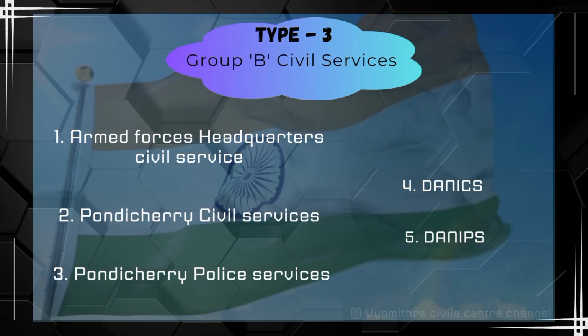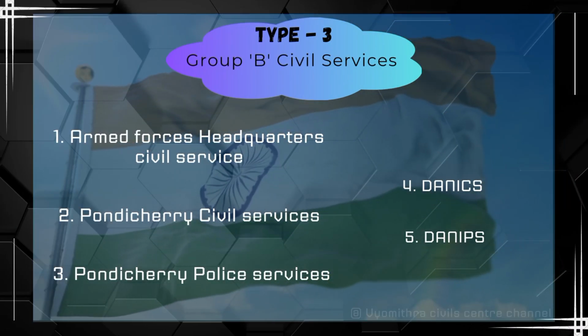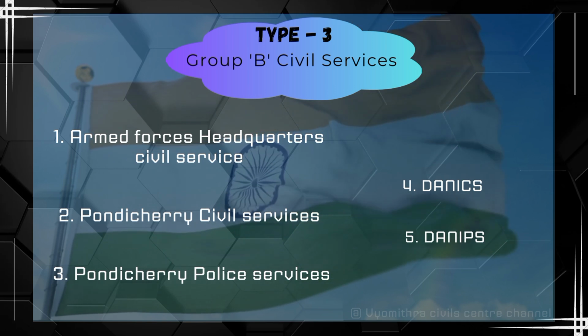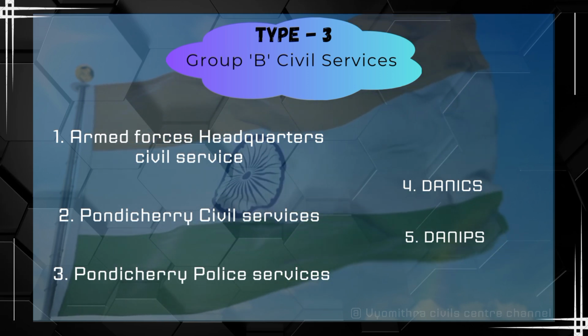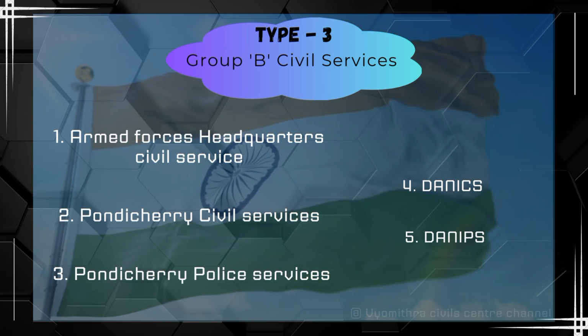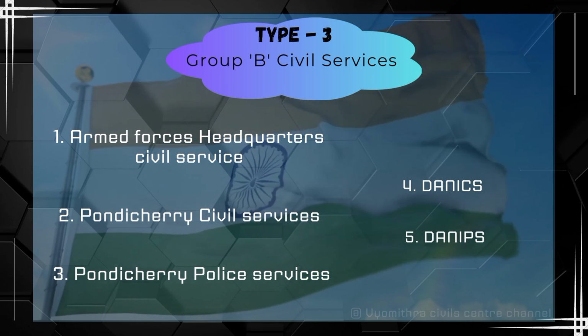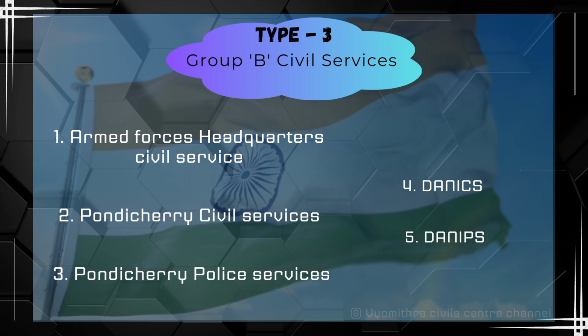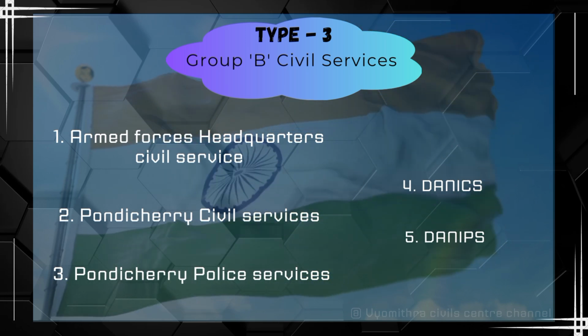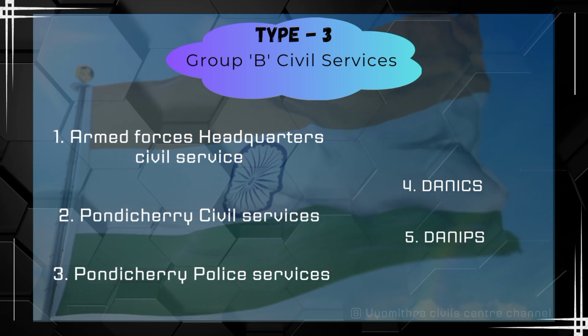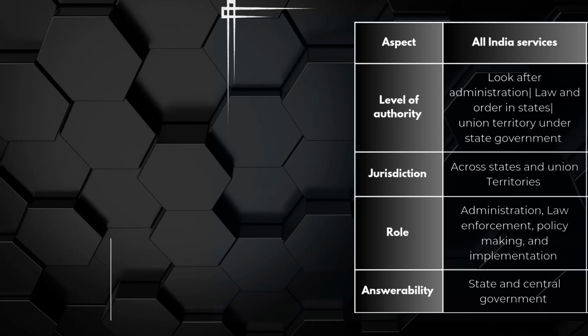Type 3, Group B Civil Services. First, Armed Force Headquarters Civil Service. Second, Pondicherry Civil Service. Third, Pondicherry Police Service. Fourth, DANICS, which expands to Daman and Diu, Dadra and Nagar Haveli, Lakshadweep, Delhi and Andaman Nicobar Islands Civil Service. And fifth, DANIPS, which belongs to the same Union Territories Police Service.